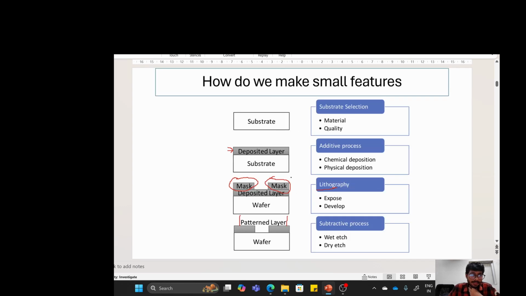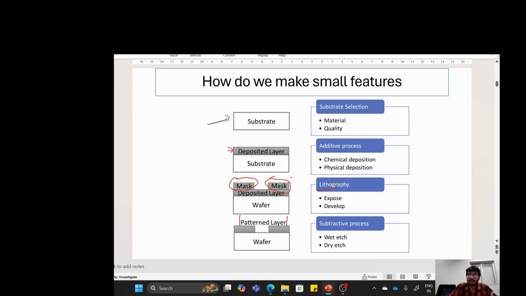Another thing: how do we make these kinds of small features? There are some processes to get the final device. First is the selection of the substrate. Most of these things are on silicon based substrates, so you can use a silicon substrate. For flexible electronics, you can use PET substrates. That depends on your applications.